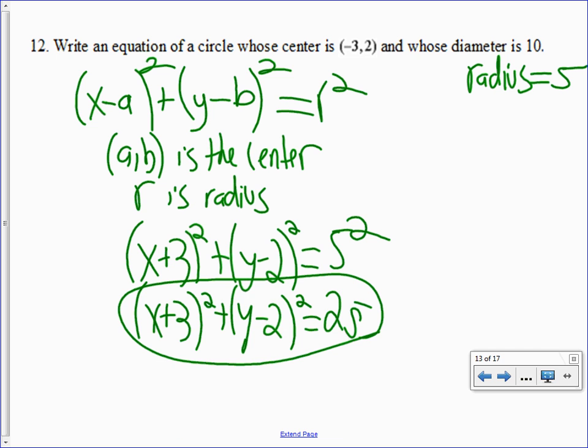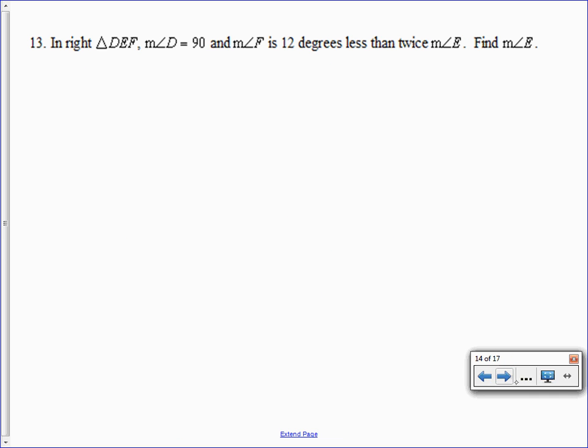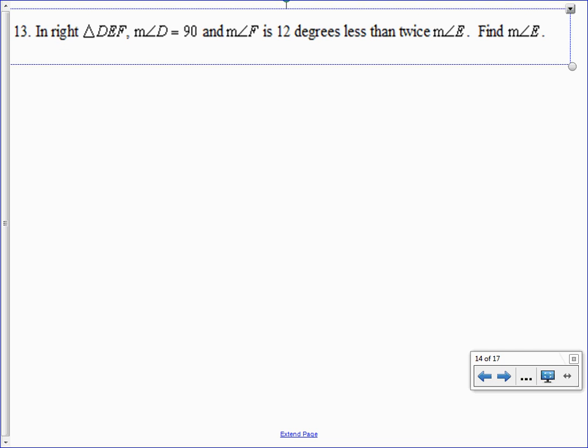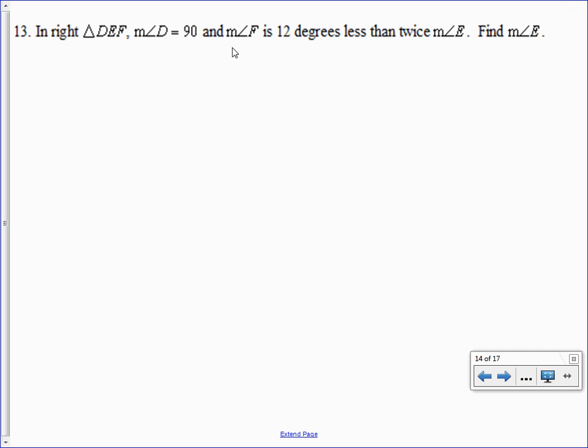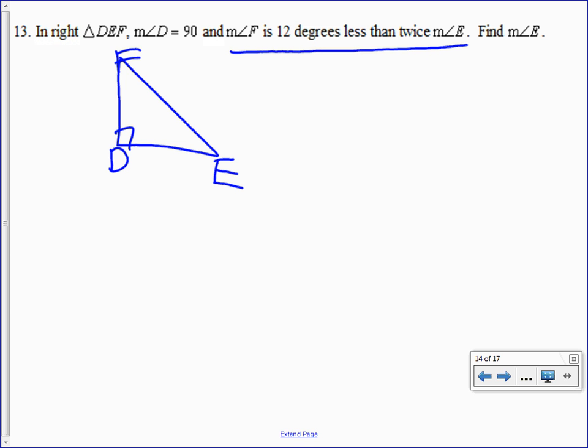I don't need this. Let's get rid of it. In right triangle DEF, let's draw a picture. Angle D is 90, so D goes there. Angle F is 12 degrees less than twice the measure of angle E.